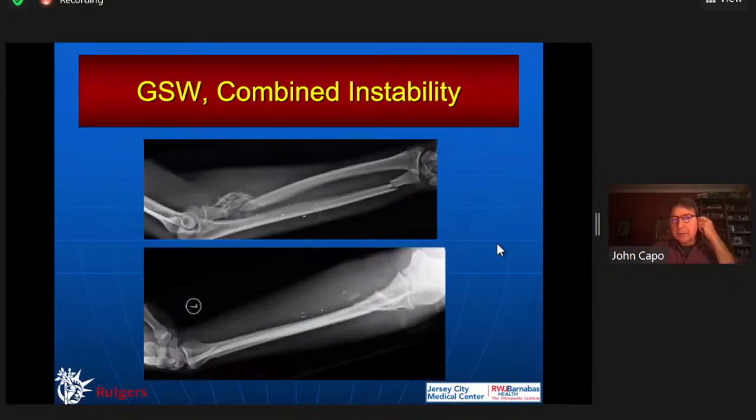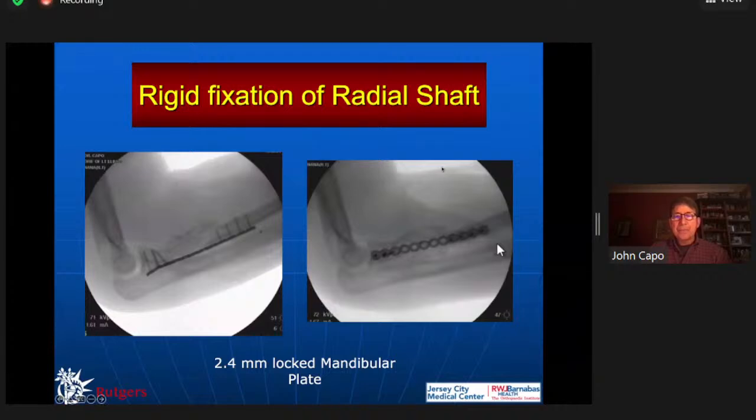This is a gunshot wound case of mine, a comminuted radial shaft. So it's kind of a longitudinal instability case, with an ulnar neck fracture. We need to get this forearm axis lined up. This is an older case, and this is a tough fracture to find a plate for. This is an old mandibular plate that's locking at 2-4.